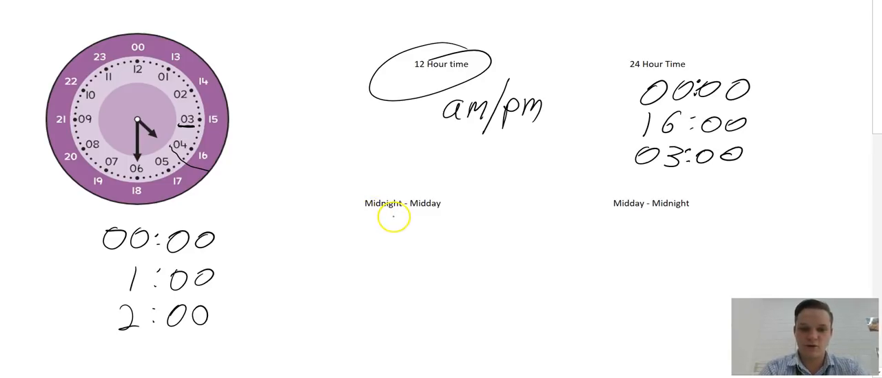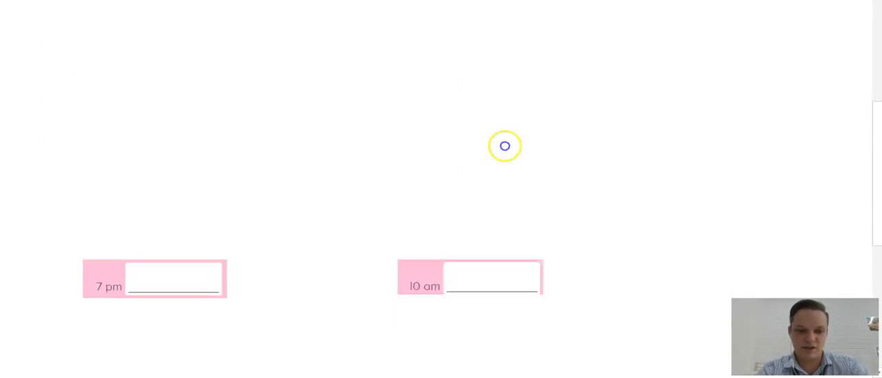So in 12-hour time, we know midnight is going to be 12 a.m. because it's the start of our day. So it means it's going to be in the morning, and midday goes into the afternoon, so it'll be PM. So from there, that's how we change it. So putting that into a bit of practice, I know that can seem a little bit confusing.